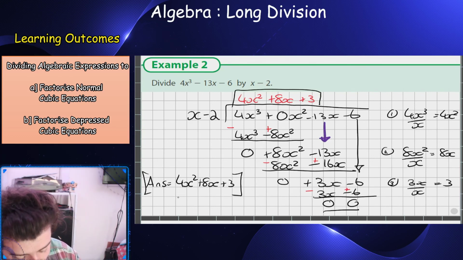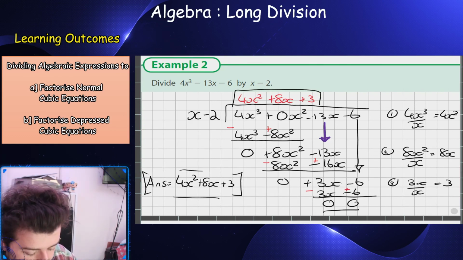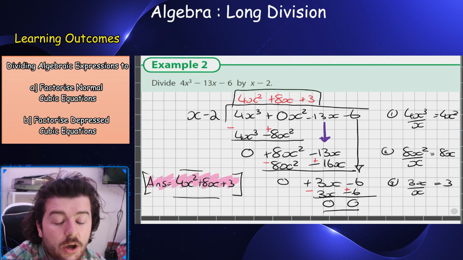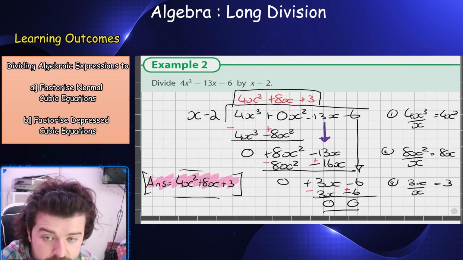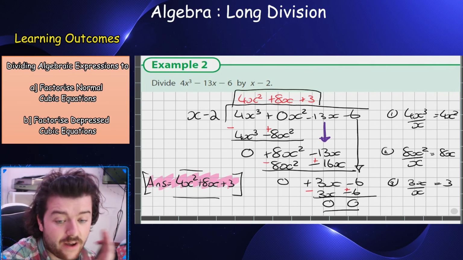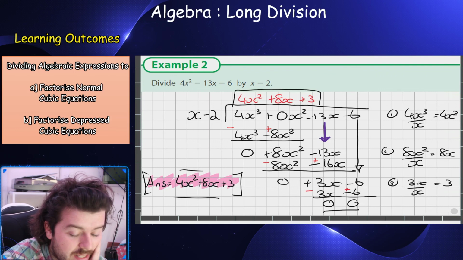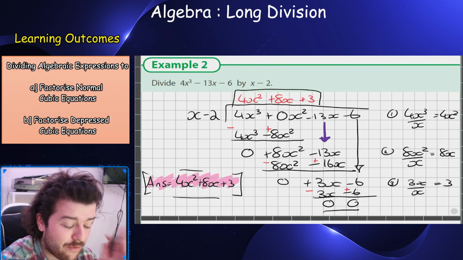There we go, that's my final answer. And if you want to check your answer, all you need to do is multiply your answer by the initial thing I'm dividing by. And that is how we do long division in algebra.